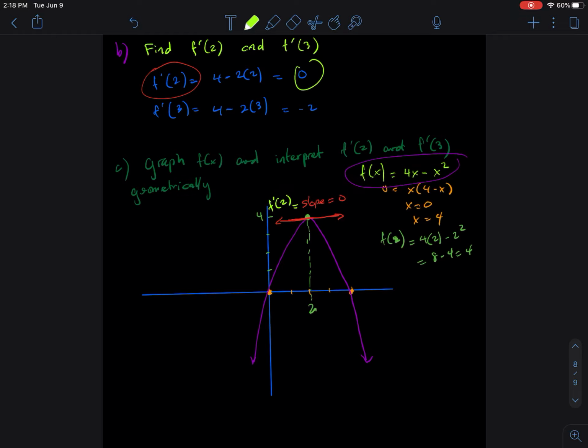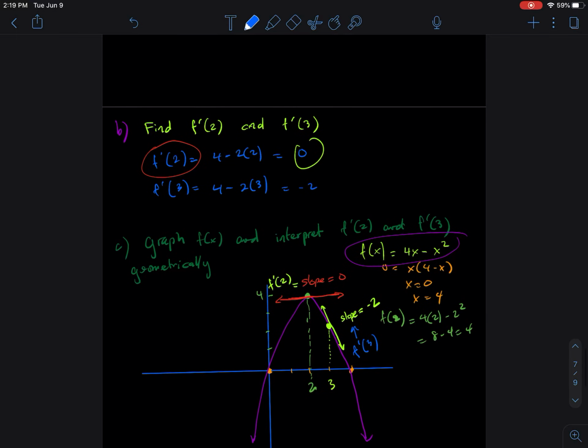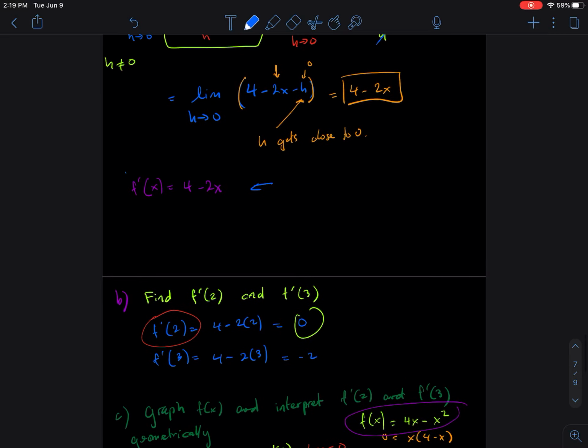What about when x is 3? Well, 3 is right here. And what we found there is the slope of this tangent line. That slope is negative 2, and that is f prime of 3. So the derivative function allows us to find the steepness on the curve at any position throughout the entire curve. And that's what we did here, all this math.